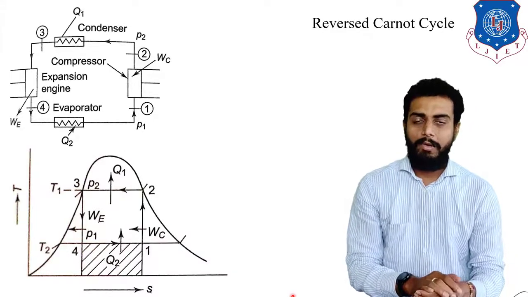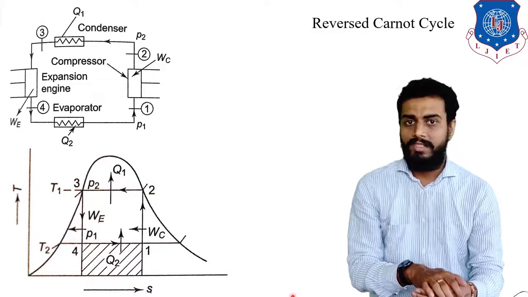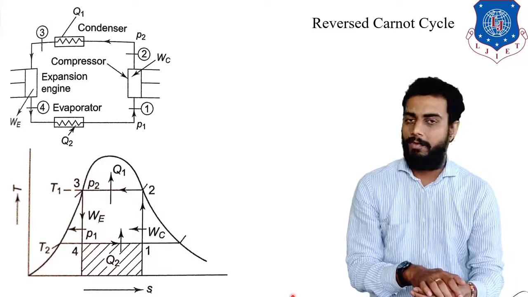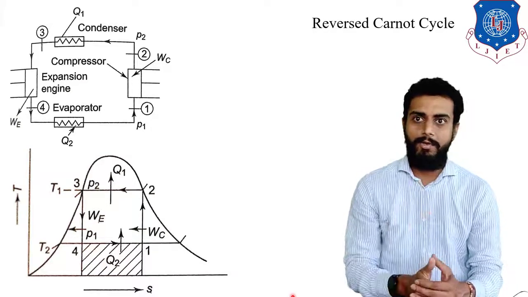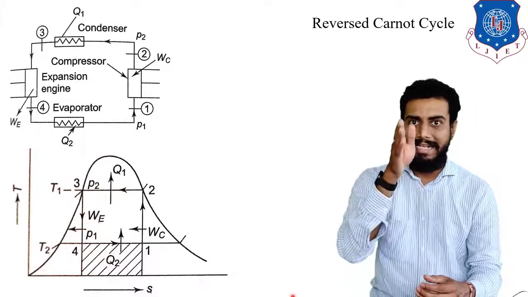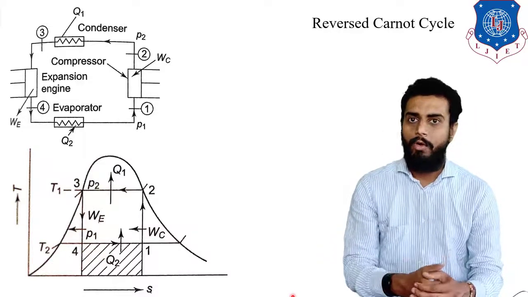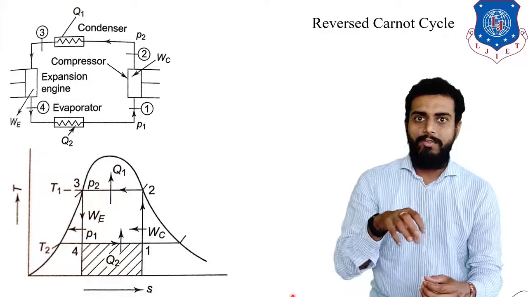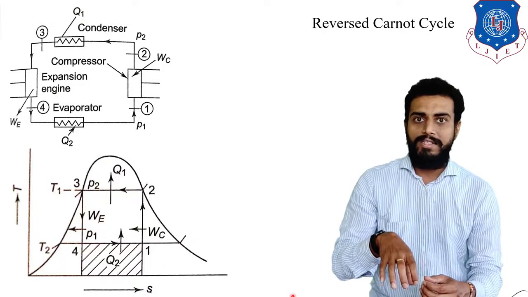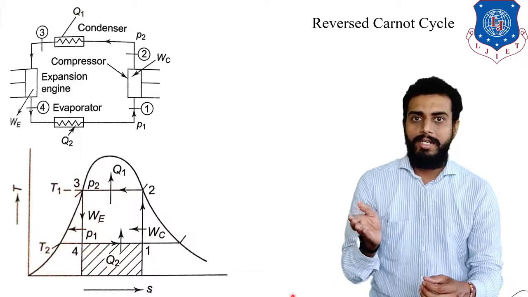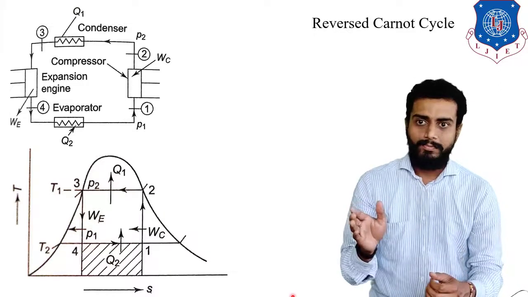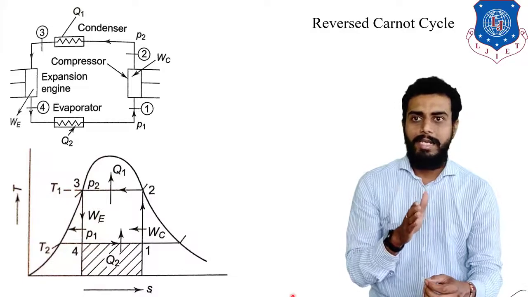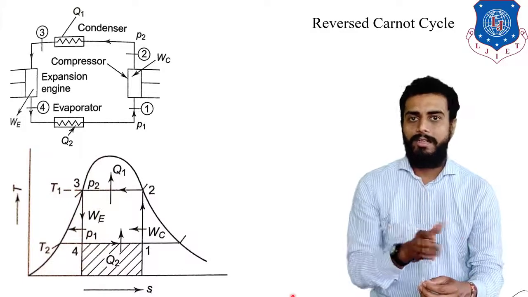Further, 3 to 4 is the reversible adiabatic expansion process. You can observe that it is isentropic, that is why it is drawn as the vertical line 3 to 4. And further 4 to 1 is the evaporator, wherein some amount of heat is absorbed from the outside atmosphere and it is converted into vapor. So process 4 to 1 is the constant temperature heat addition process, or evaporation process.